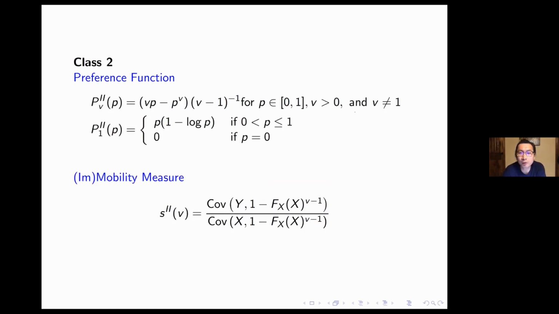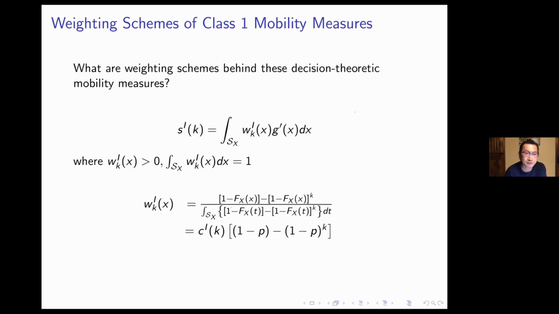So the second one, what we're doing here is taking the derivative of this preference function and thinking about the weight, and then you take the covariance between y and the weight for a particular position, divided by the covariance of x and the weight on the position, okay? So now, these are the measures that we have. What we want to know is what exactly are the corresponding weights for these decision-theoretic based measures.